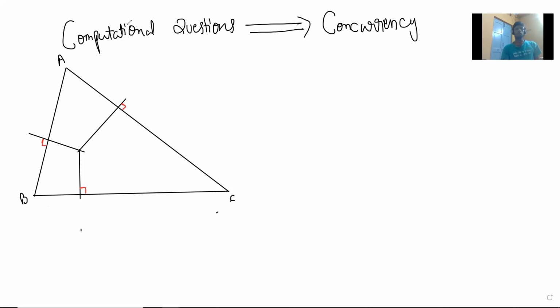Now we want to say something about the pieces that are created. Just like earlier, we were able to say some ratios last class and so on. Now we'll try to say something about the lengths, some connection between these lengths. So how can we frame this question?